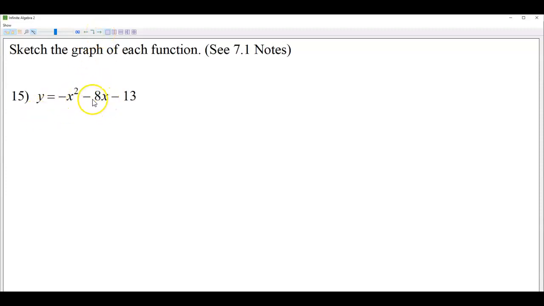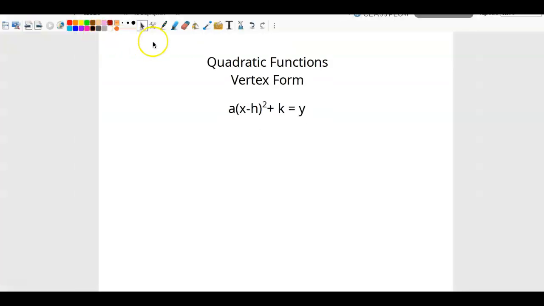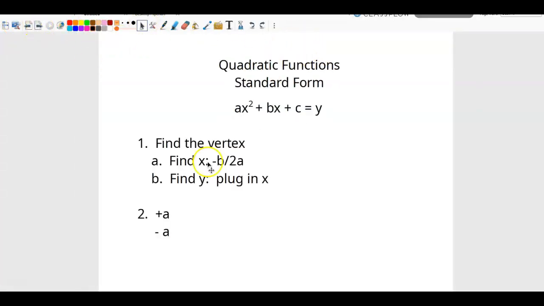Now we're moving into another kind of quadratic. This is quadratic also, but these are in standard form, and the way to graph these is a little bit more work than the last one that we did. Let's take a look at those.